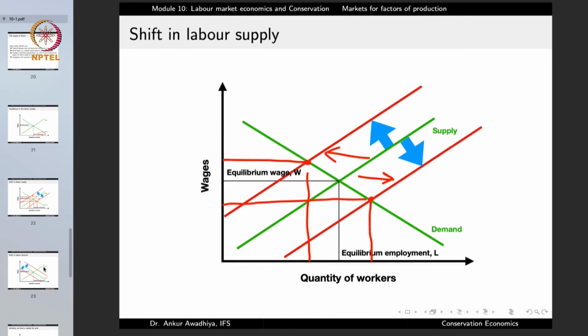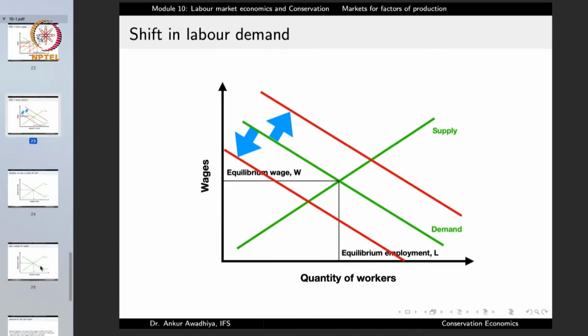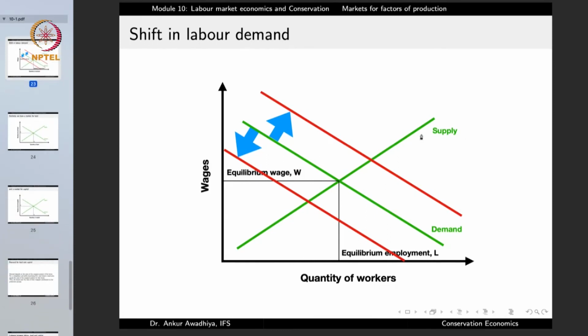Similarly, when there is a shift in the labor demand, so if there is more demand, shown by the demand curve shifting to the right, this is an increase in demand. With an increase in demand, the equilibrium shifts, and this is the new equilibrium. This was the old equilibrium. Now, with the new equilibrium, the equilibrium quantity of workers has increased, so more people get employment, and at a higher wage rate.